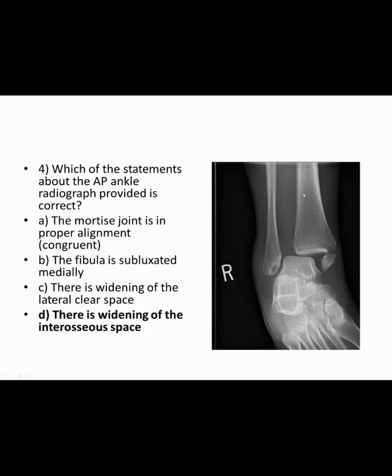Lastly, which statements about the AP ankle radiograph provided to you is correct? So we know that A is wrong, because we cannot say that the mortise joint is congruent, because we have widening of this space here and this space here. However, we notice that the lateral clear space is in appropriate alignment, meaning that the fibula is still articulating well with the talus. So we know that B is incorrect, because it's actually the tibia that is subluxated medially. And because the fibula is articulating well with the talus, there is no widening of this lateral clear space, and what we have is widening of the interosseous space.